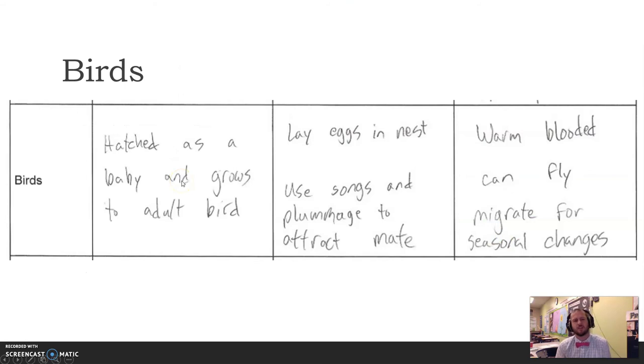So if we just kind of review that, birds are hatched as an egg on land, usually up in a tree in their nest. They will grow from a baby bird into an adult bird. They will lay eggs in their nest. They will use their songs and plumage to attract a mate. They are warm-blooded. They can fly, and they will migrate for seasonal changes.